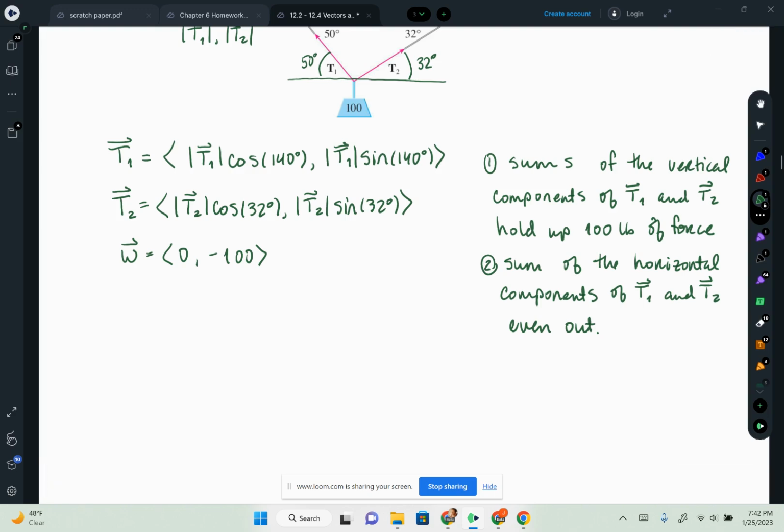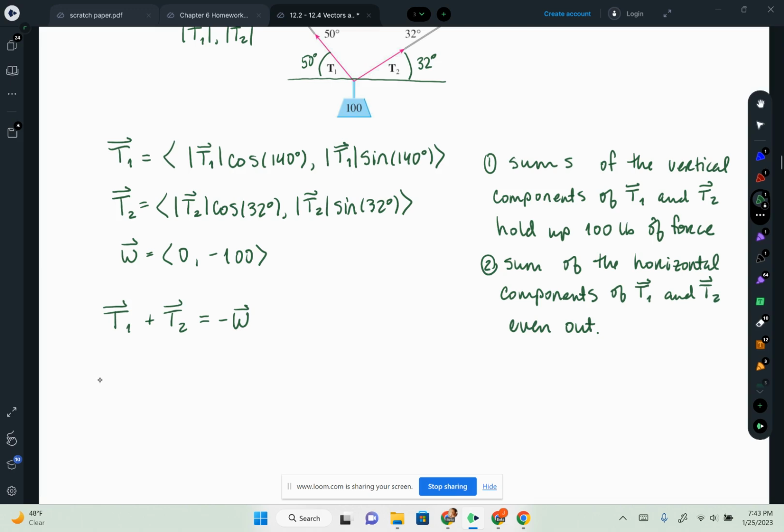When I write these up in 1 and 2, I'm just giving us some verbal description of what's going on. But really, if we add T1 plus T2, it gives us a resultant vector, and that resultant vector would be equal and opposite to the weight that's pulling down. The wires are pulling up, the weight is pulling down, and they even each other out. So just using that equation alone, I can come up with an algebraic statement that summarizes what I wrote in 1 and 2.